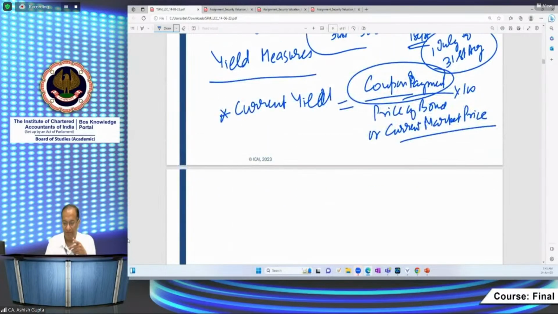Now, current yield means if any investor is paying a current market price, and the coupon they get on it, they calculate their yield from that. This is called current yield.